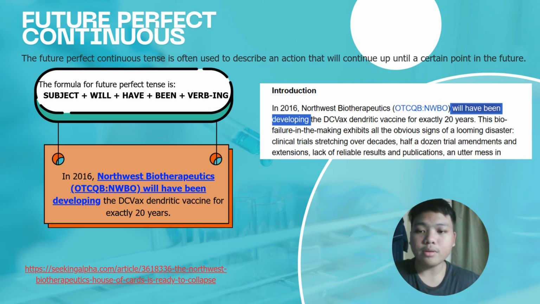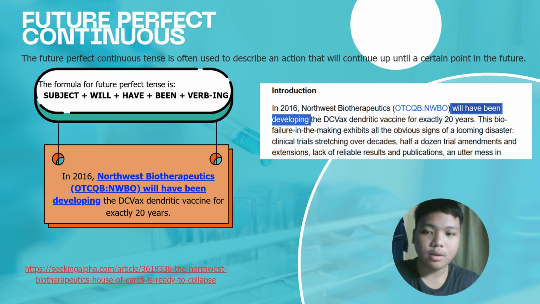So, future perfect continuous. The future perfect continuous tense is often used to describe an action. Sorry that my roommate turned on the song. The future perfect continuous tense is often used to describe an action that will continue up until a certain point in the future.